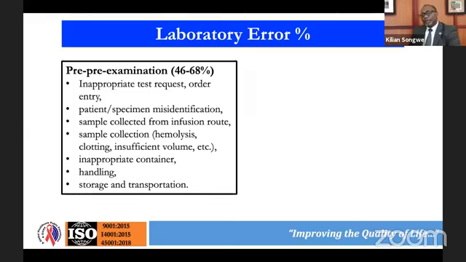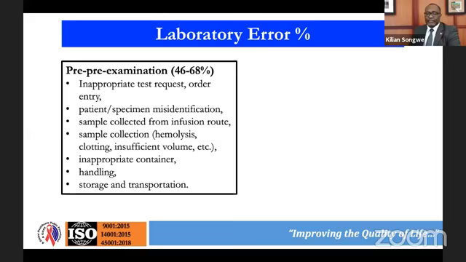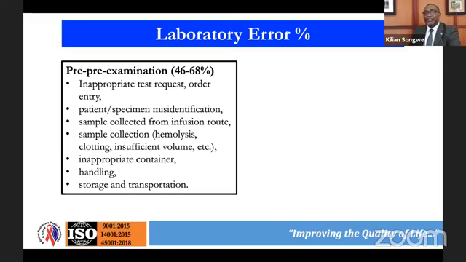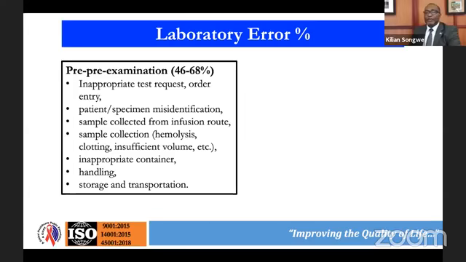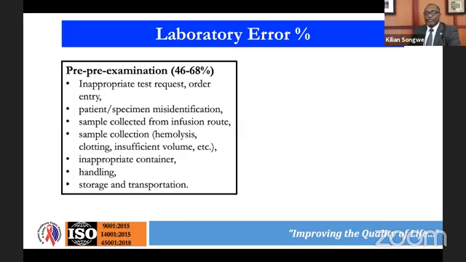So let's look at percentages of lab errors. We deal with the different phases of testing in the laboratory. So I call this the pre-examination. In the pre-examination, this is what happens long before we even get into the laboratory. You have issues of inappropriate test requests. The request form is a very important piece of paper. It's a very important document. It's a very important medium in terms of starting the whole process of testing.